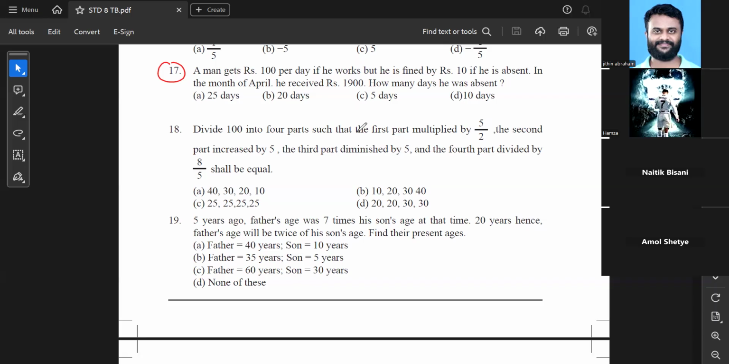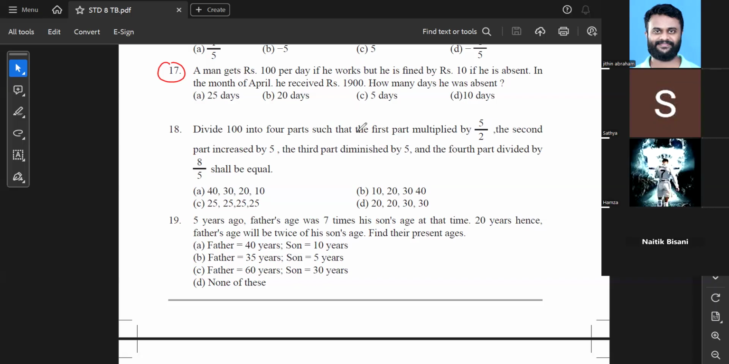Thank you. Sir, April has 30 days now. Yes, sir, April has 30 days. I think he was absent for 20 days? It's option D. I think it should be 10 days, but let's see. Yes, sir, it's 10 days. Present is 20 days, absent is 10 days.